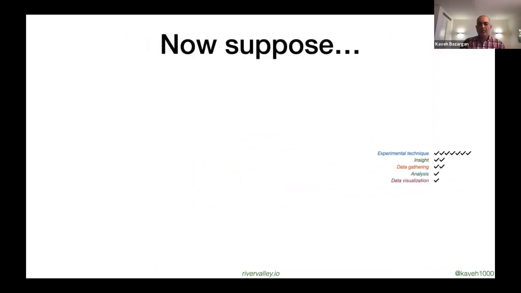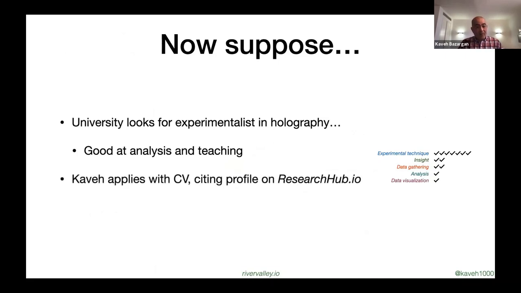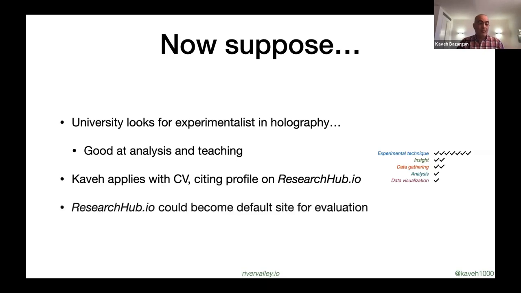And just suppose now that the university is looking to hire someone, an experimentalist in holography, who has also got some knowledge of analysis and is a good teacher because they've got to do some teaching. Kaveh applies, I apply with my CV, but I also put my profile on Research Hub so they can see what I've been doing.